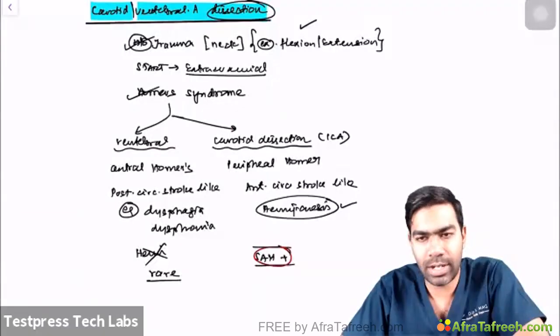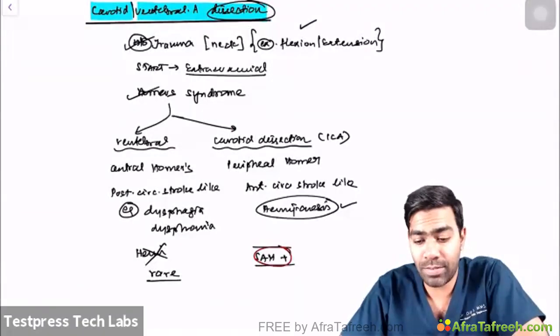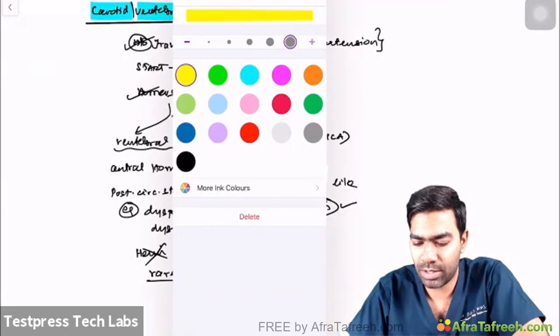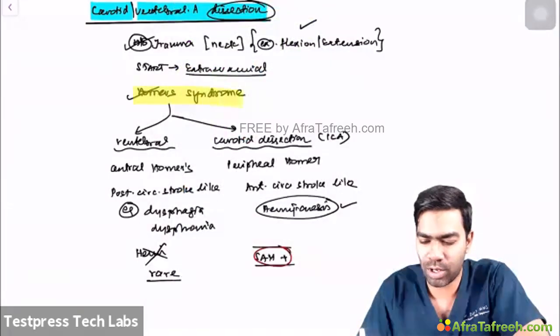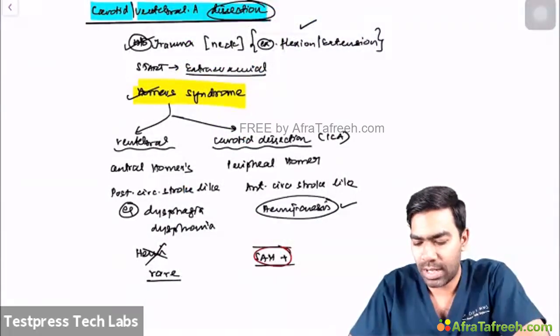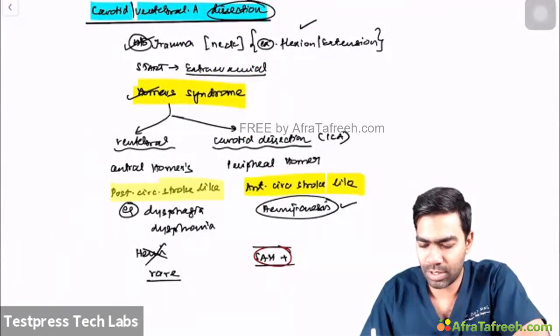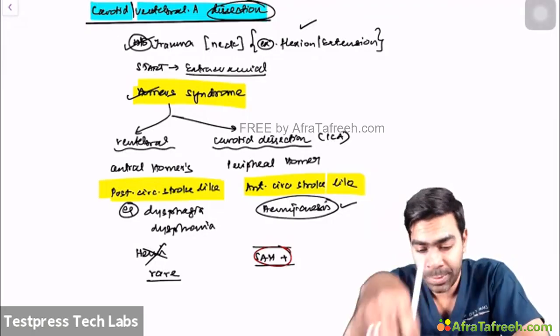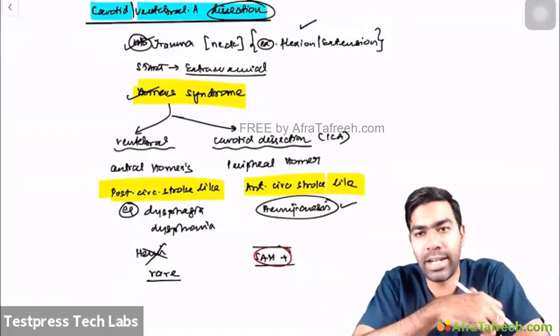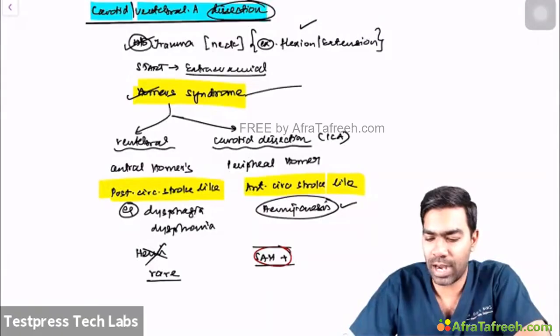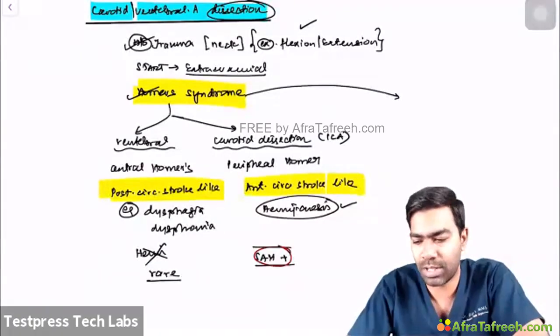All right, so let us go back to what are the new terminologies that we have introduced here. The first new terminology we have introduced here is Horner syndrome, number one. And the second new terminology that we have introduced is the anterior circulation stroke and posterior circulation stroke. These are the new terminologies that we have introduced. So anyway, we are going to discuss in detail about anterior and posterior circulation stroke. But before that, it's important to know something about Horner syndrome.